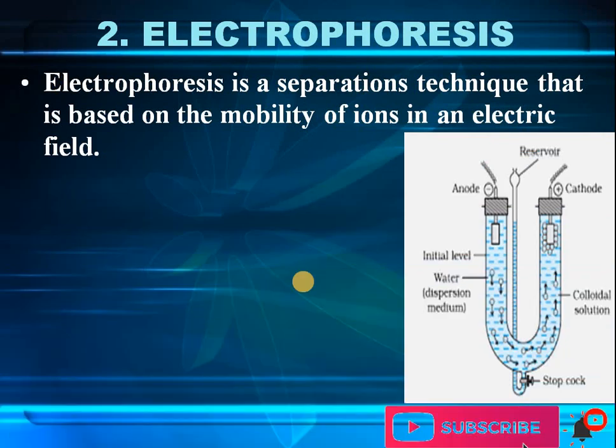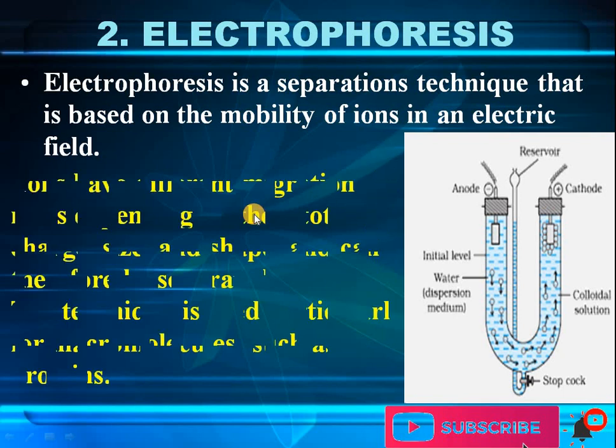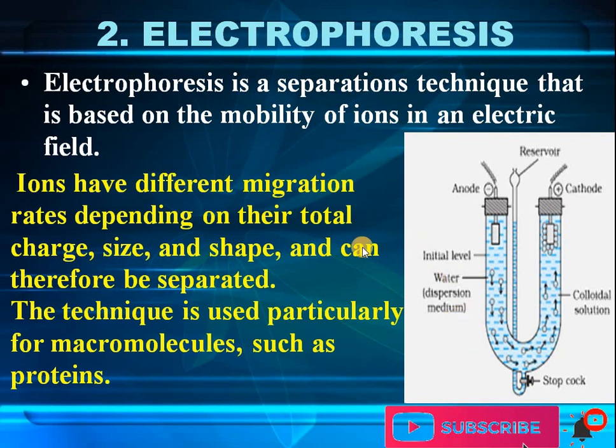Electrophoresis is a separation technique that is based on the mobility of ions in an electric field. So in this technique, we will discuss the mobility of ions. Ions have different migration rates depending upon their total charge, size, shape, and therefore they can be separated. This technique is particularly used for macromolecules such as proteins.